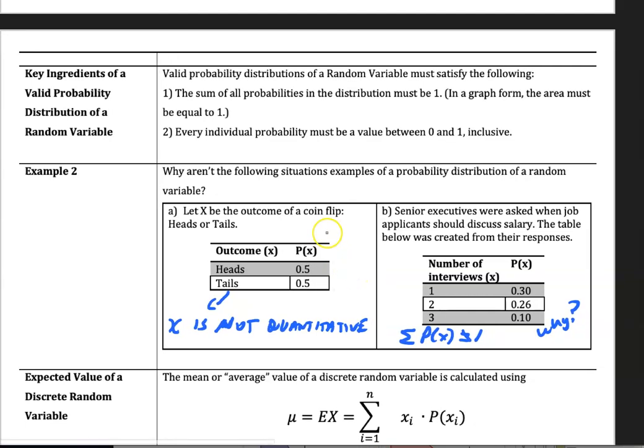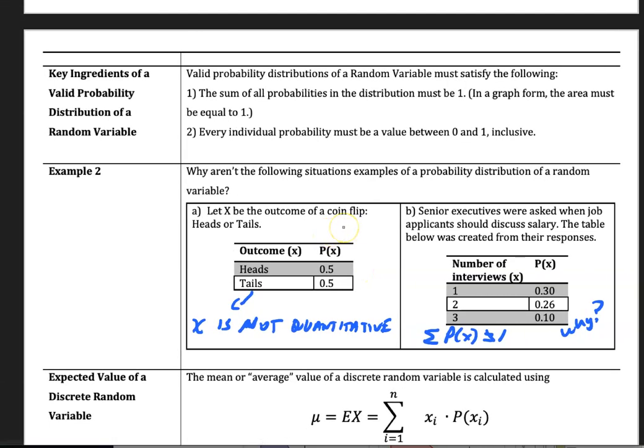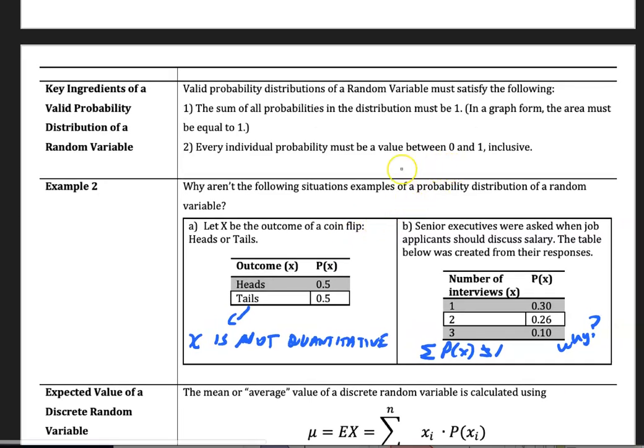Let's go ahead and take a look at some of the key ingredients of a probability distribution of a random variable. In order to officially have what we call a probability distribution, there are two conditions that need to be met, which are right here. When looking at these example tables, they look like distributions, right? Here are your outcomes, here are the probabilities, or the proportion of times those events occur.